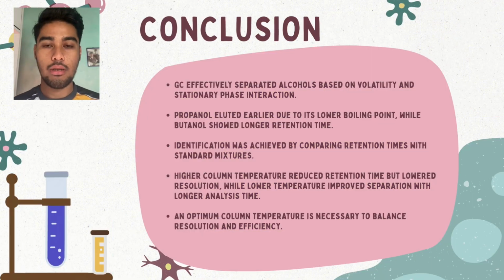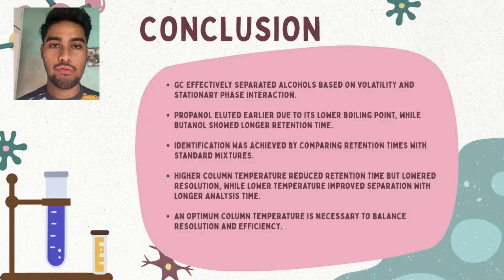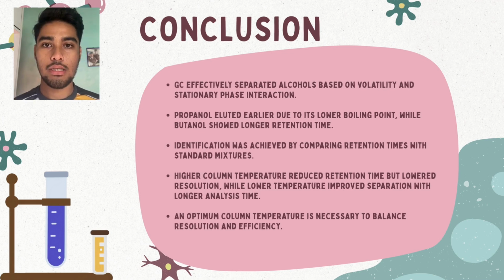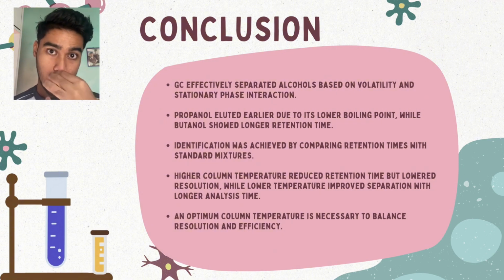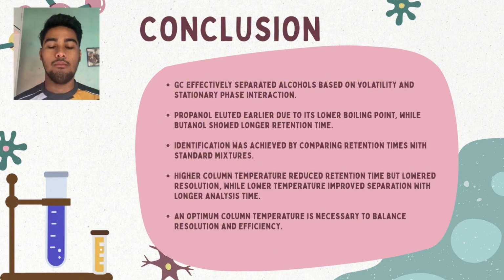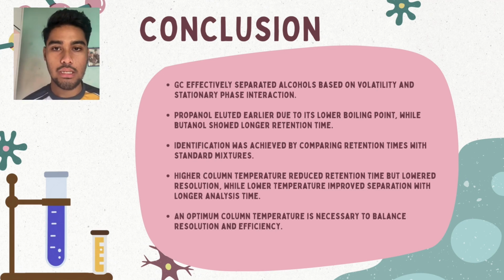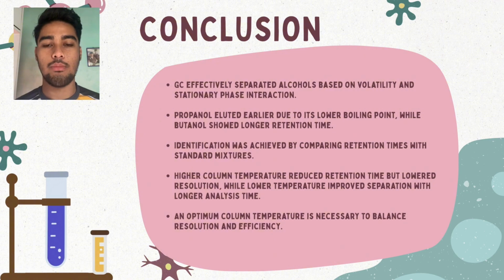In this experiment, we successfully used gas chromatography to separate and identify alcohols, specifically propanol and butanol, by comparing their retention times with a standard mixture. We observe that column temperature plays a critical role in both retention time and peak resolution, meaning that setting the right temperature is essential for accurate analysis. Overall, all the objectives of the experiment were achieved, demonstrating that gas chromatography is a reliable technique for analyzing volatile organic compounds.